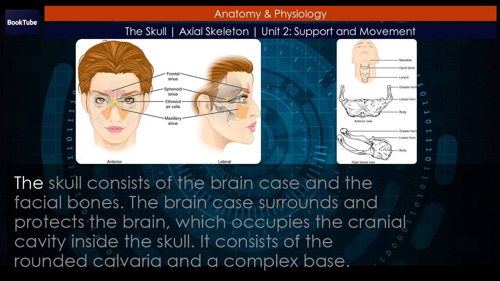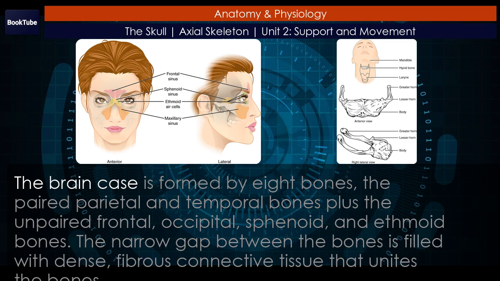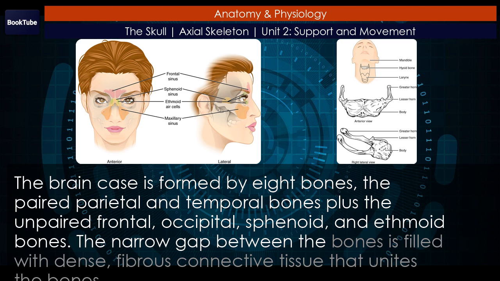Chapter Review. The skull consists of the braincase and the facial bones. The braincase surrounds and protects the brain, which occupies the cranial cavity inside the skull. It consists of the rounded calvaria and a complex base. The braincase is formed by 8 bones: the paired parietal and temporal bones plus the unpaired frontal, occipital, sphenoid, and ethmoid bones. The narrow gap between the bones is filled with dense, fibrous connective tissue that unites the bones.